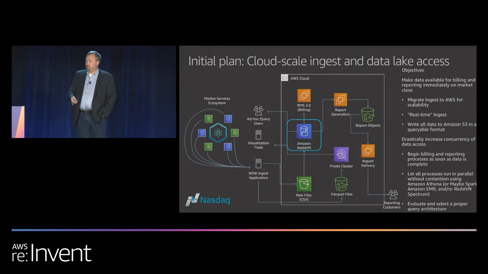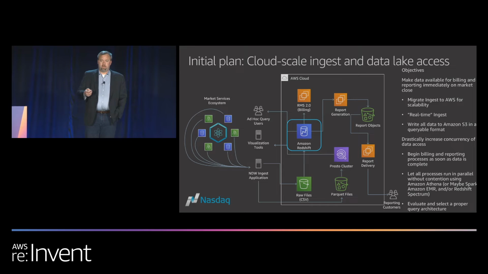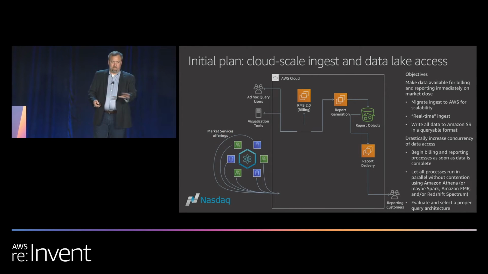Our second objective was to dramatically increase the concurrency and parallelism that our query architecture could support. With Redshift, we were always dealing with contention between our loading process and our querying processes, contention between our billing processes and our reporting processes. There was always contention to worry about, and we wanted a way to eliminate that contention.